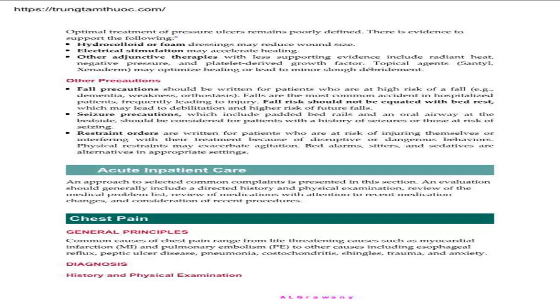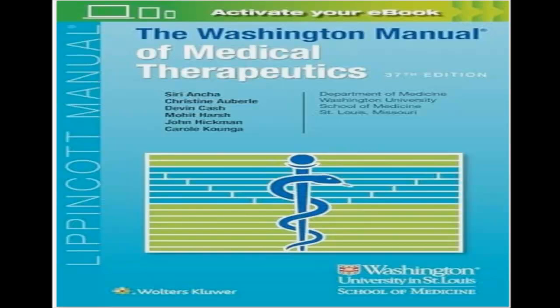Treatment. Optimal treatment of pressure ulcers remains poorly defined. There is evidence to support the following: hydrocolloid or foam dressings may reduce wound size. Electrical stimulation may accelerate healing. Other adjunctive therapies with less supporting evidence include radiant heat, negative pressure, and platelet-derived growth factor. Topical agents may optimize healing or lead to minor slough debridement.